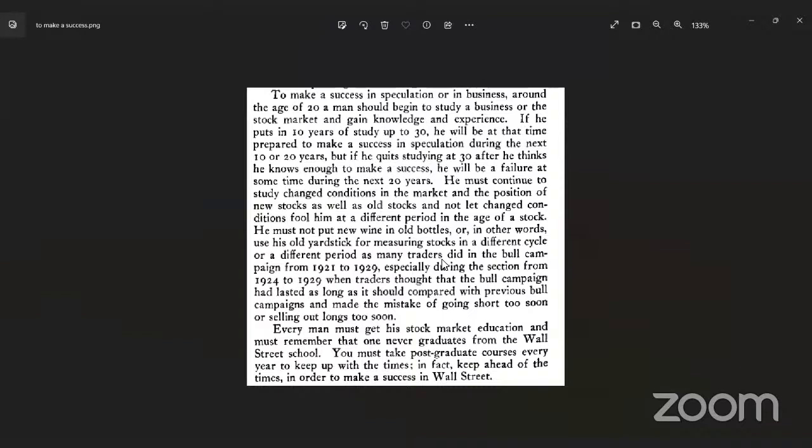And that's why Gann is going back to the Bible, because Gann holds the premise that all of history is contained within the Bible, all the laws, all natural laws. "So every man must get his stock market education and must remember that one never graduates from the Wall Street school. You must take postgraduate courses every year to keep up with the times." Meaning you have to keep looking at your trades, studying your trades, understanding that maybe something that worked a certain amount of times doesn't work as well anymore. So you have to understand these things.